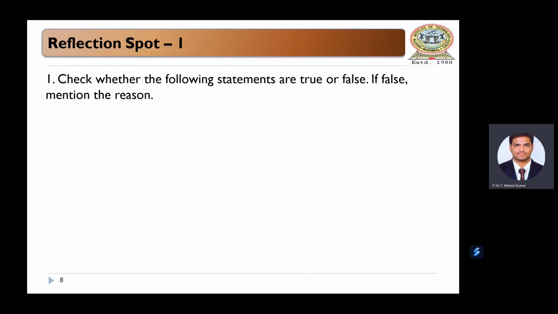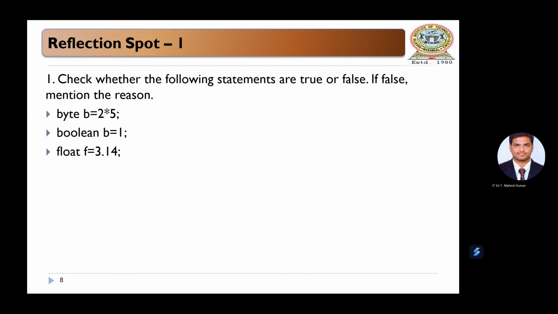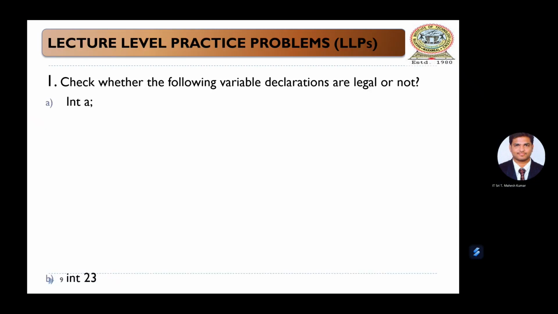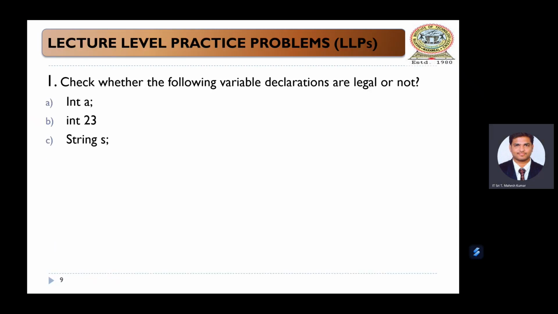Now we'll see some reflection spots. Check whether the given statements are true or not. Already you are familiar with this. Yes, the first and second ones are invalid. Now this is the LLP: check whether the following variable declarations are legal or not. First one, data type and variable name: String is the data type, and this is okay. Only the second one is invalid.